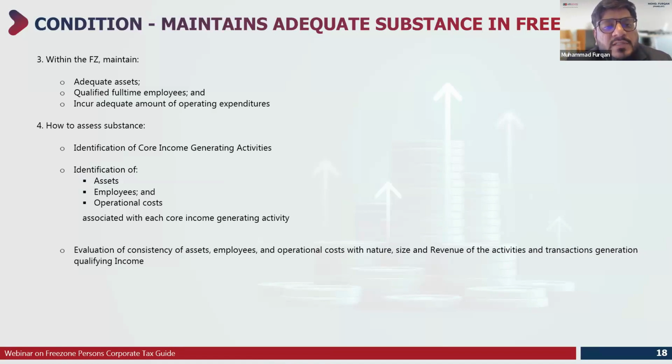So if it is consistent and it is as per the revenue of his core income generating activities, then he will be deemed to be maintaining adequate substance in free zone.